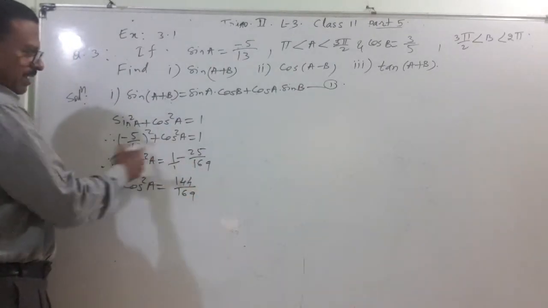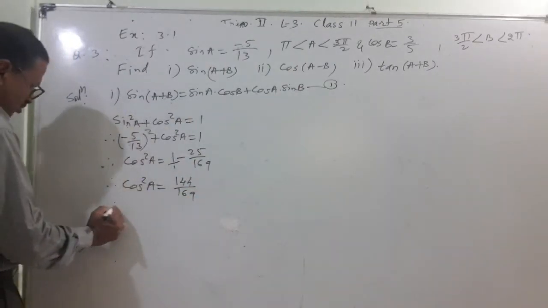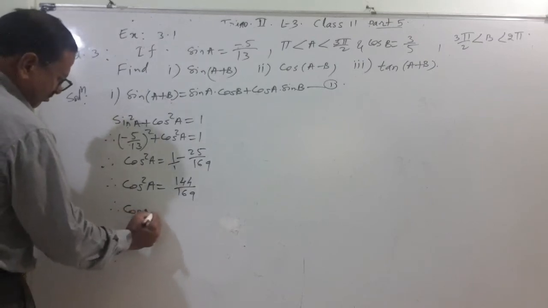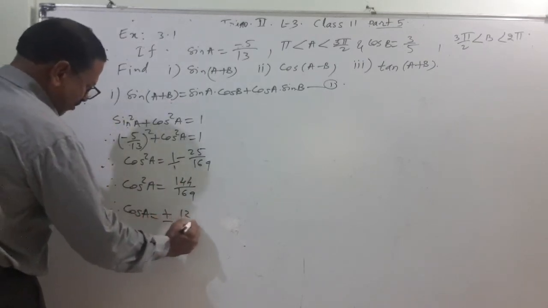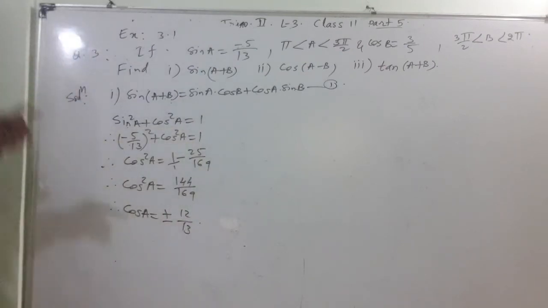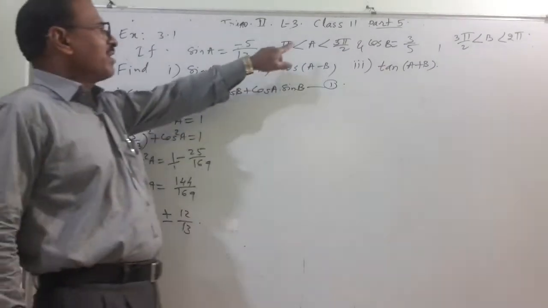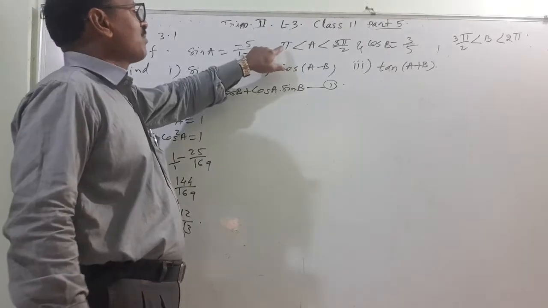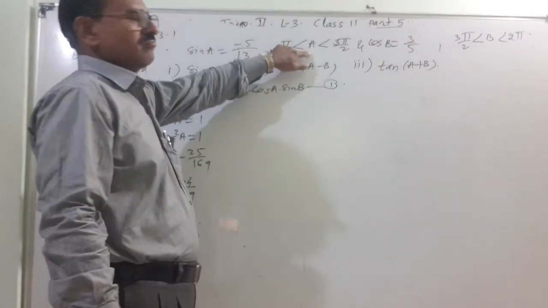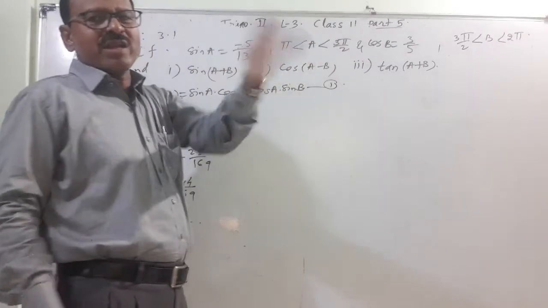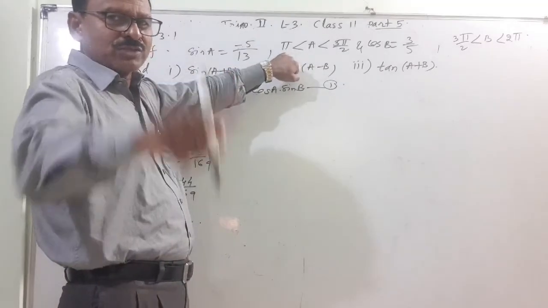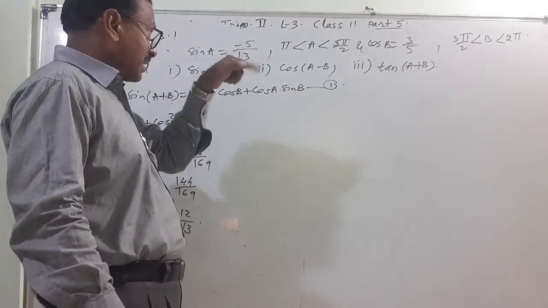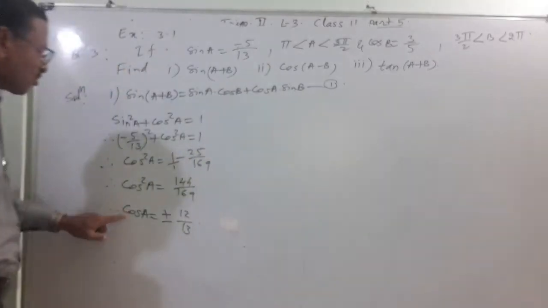Do the cross multiplication. Therefore, cos of A is equal to how much? Under root of this, and it will be plus or minus 12 upon 13. Now, where our angle is? Our angle is in the third quadrant, more than 180 degree. More than 180 degree means where it will be? In the third quadrant. In third quadrant, what is positive? Tan is positive. All students take tan is positive. What I am searching? Cos.